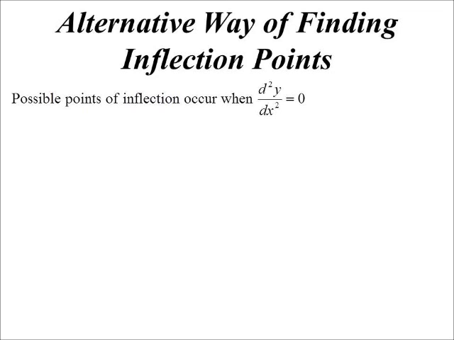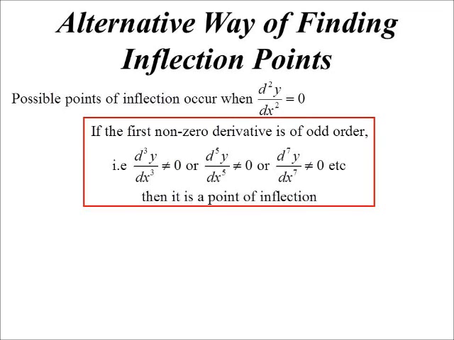This is the actual theorem for it. If the first non-zero derivative is of odd order, so the third derivative, the fifth derivative, the seventh derivative, etc., then it is a point of inflection. Now, in the vast number of examples we see in this course, it turns out the third derivative is not equal to 0, and you can stop there. But theoretically, it's if it's odd.